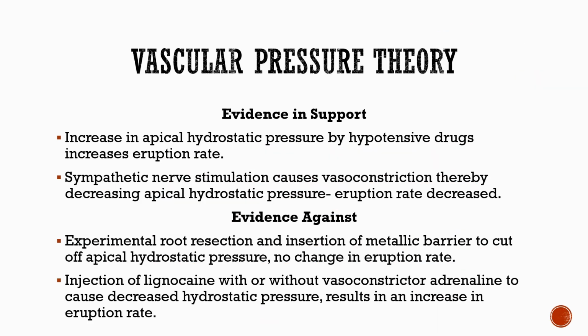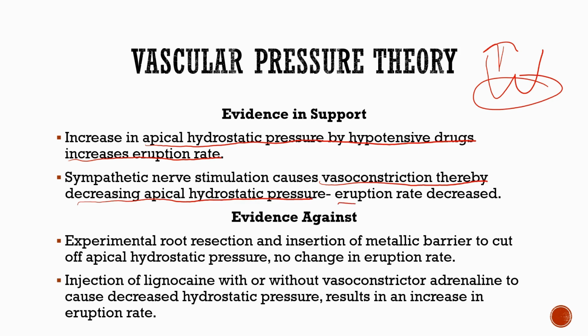Vascular pressure theory. It says that increase in apical hydrostatic pressure by hypertensive drugs increases eruption rate. We give the patient hypertensive drugs, which increase the apical hydrostatic pressure in the apical region of the root, and this creates a pressure which erupts the tooth or increases the eruption rate. The sympathetic nerve stimulation causes vasoconstriction, thereby decreasing the apical hydrostatic pressure. Eruption rate decreases. So this theory says that vascular pressure is very important for the eruption.